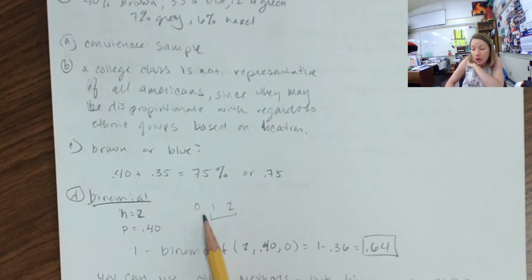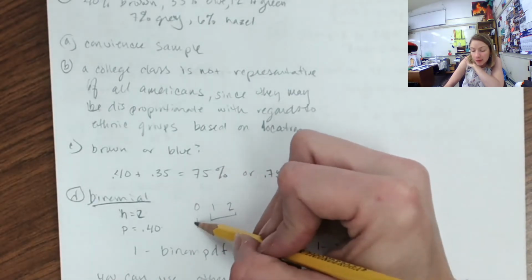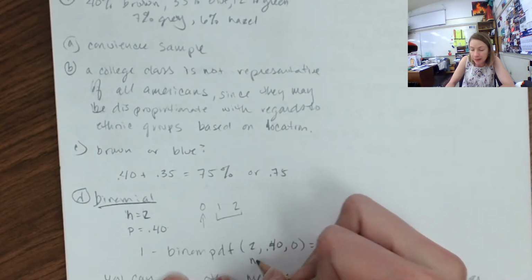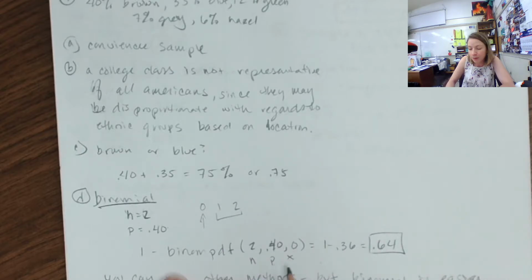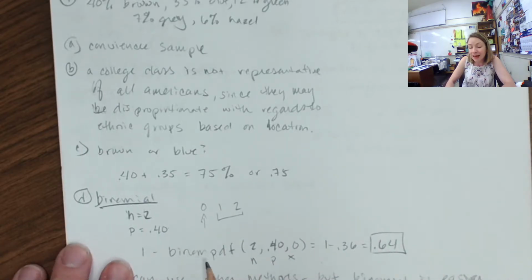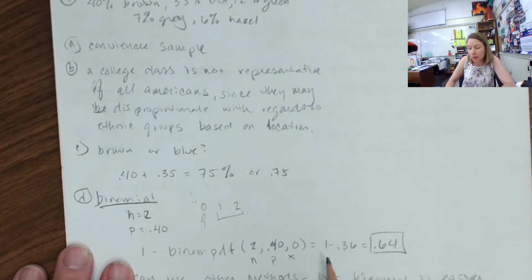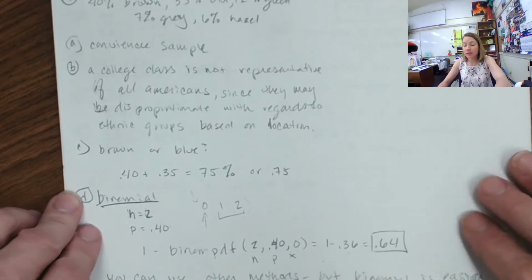So I want the complement. I want to find this probability right here. So binomial PDF of 2, 0.4, and then 0, because remember this is n, p, and x. And I want to go 1 minus that because I want this probability, not that probability. So I plugged this in, I got 0.36, so 1 minus 0.36 is 0.64.